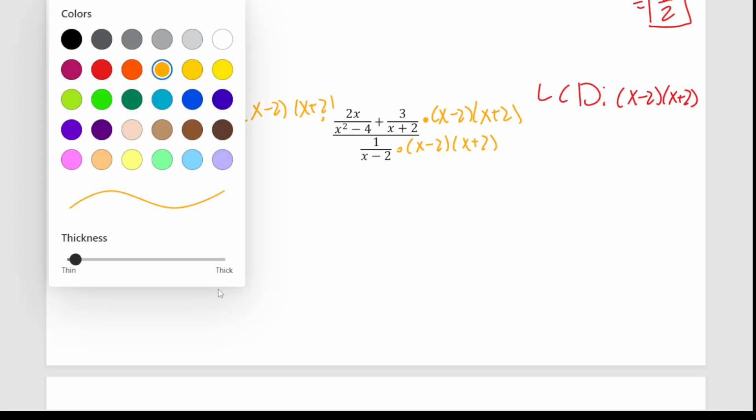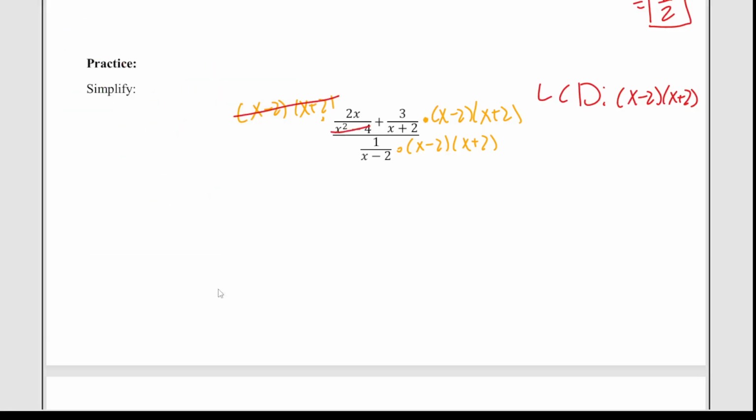And for this first term, we're going to recognize that x squared minus 4 is the same thing as x squared, x minus 2, x plus 2, so we're still just left with a 2x. X plus 2 divided by x plus 2 makes 1, so we still have 3 times x minus 2. All over x minus 2 times x minus 2 makes 1, so we still have an x plus 2.